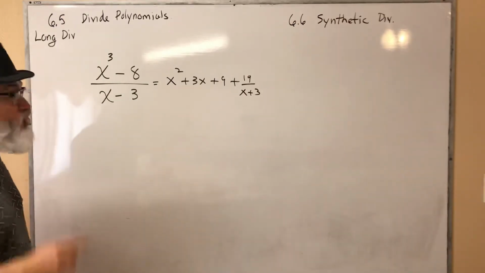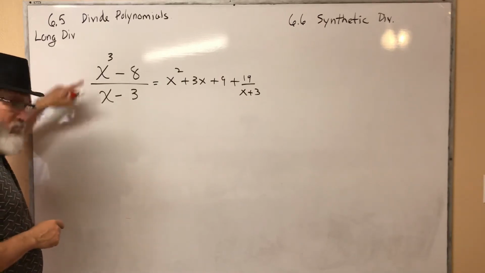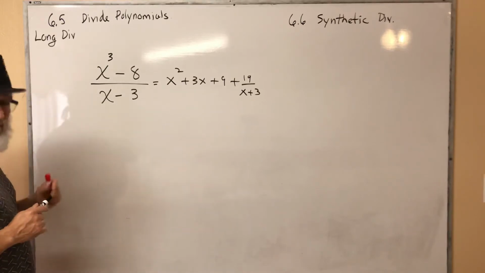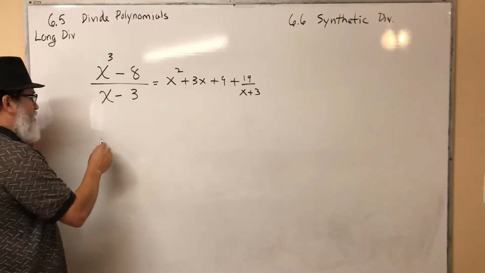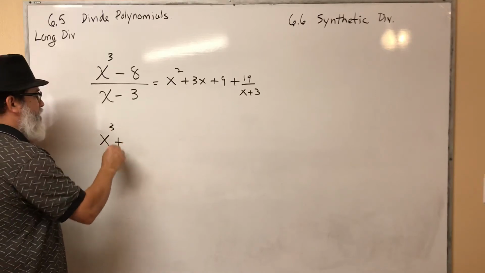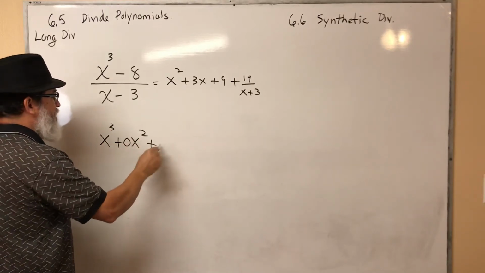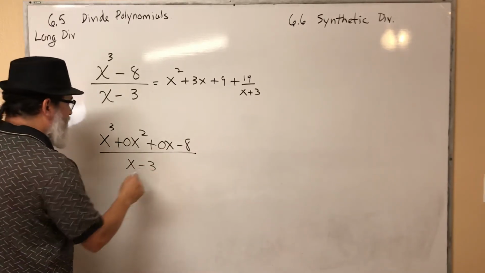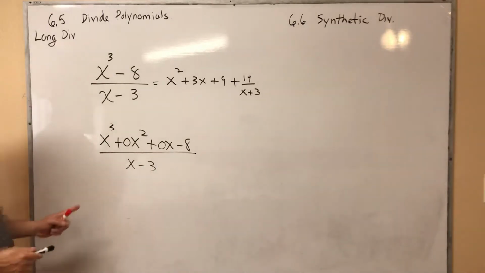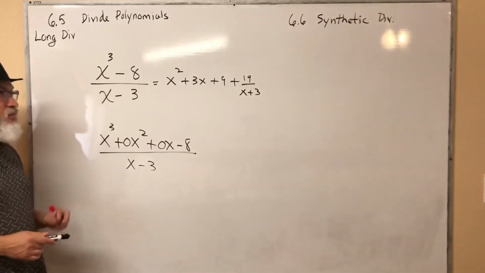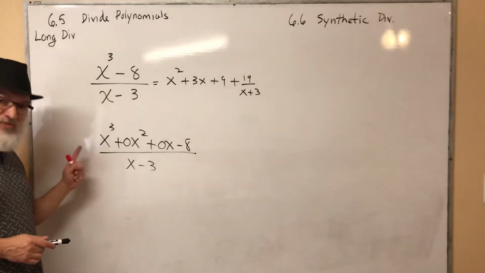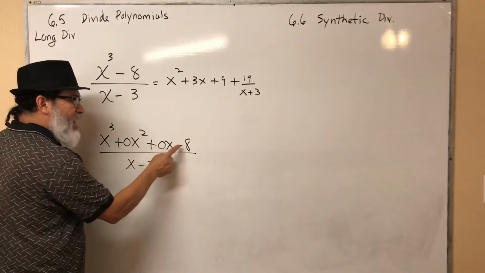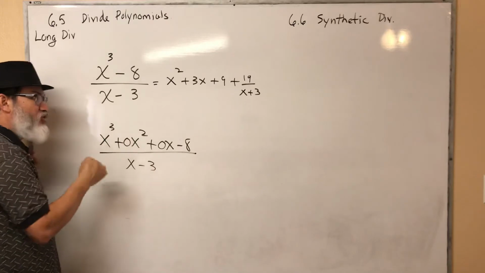For synthetic division, you need the coefficients of the numerator. Because it's missing terms, let me write in the missing terms. So here, x cubed plus 0x squared plus 0x minus 8 divided by x minus 3. You need this 1, the 0, the 0, and the minus 8 if you're going to use synthetic division.